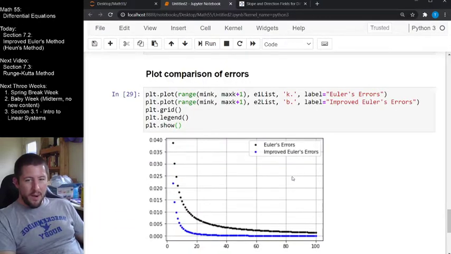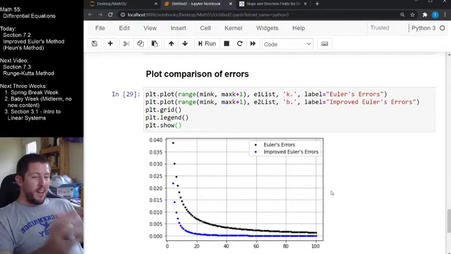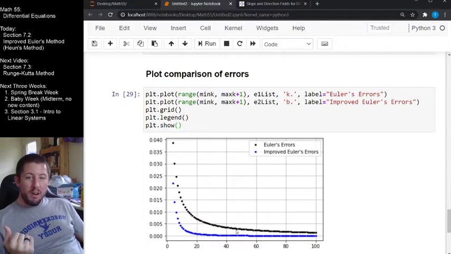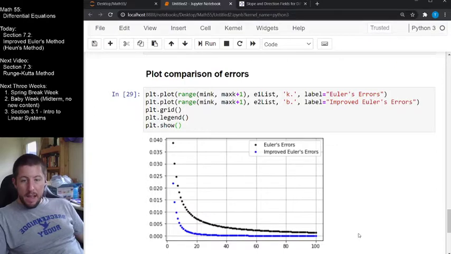Let's run it. Oh, there we go. Now I'm seeing this here. So this is very satisfying to me. What I'm seeing is that Euler's method errors are the black dots. Improved Euler's method errors are the blue dots. We're seeing much less error from improved Euler's method for all the number of subdivisions out there. And I might say to you something like, about how much less?